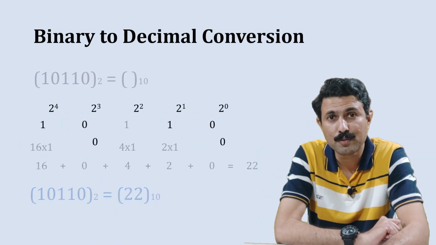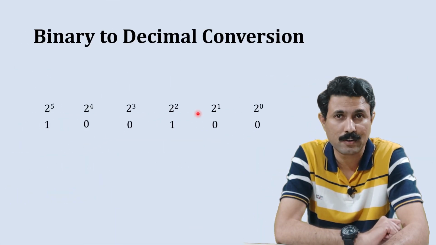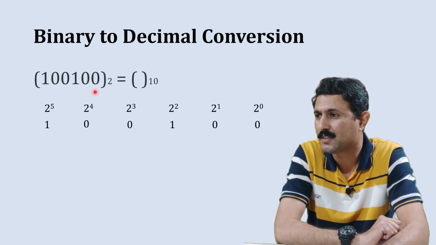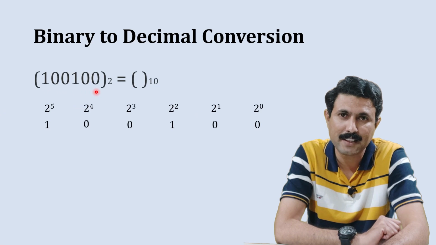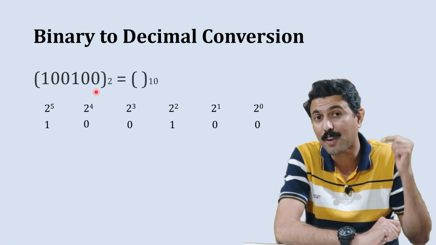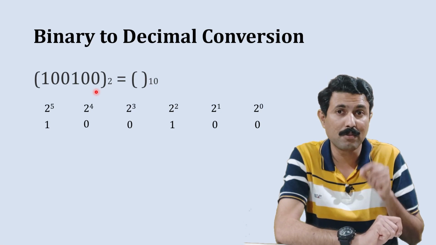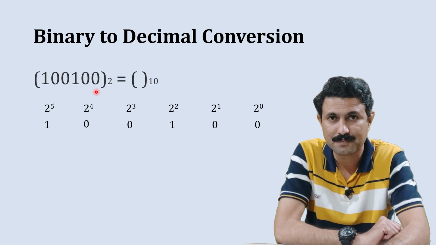It's time for you to try whether you have learned it properly or not. So here I am giving this task: 100100. You need to convert this binary number into decimal, and do not forget to write the answer in the comments below so that I can check whether you have learned it correctly or not, right?